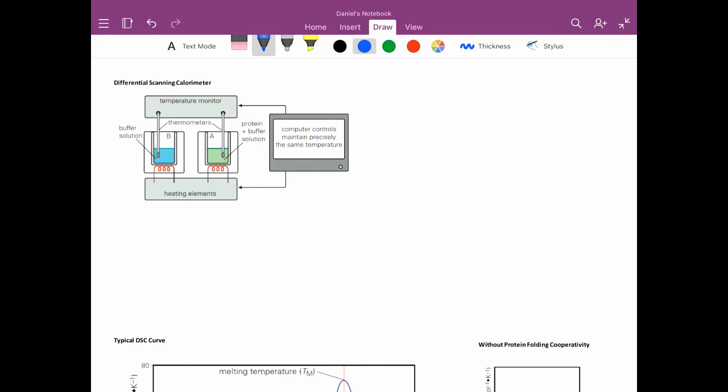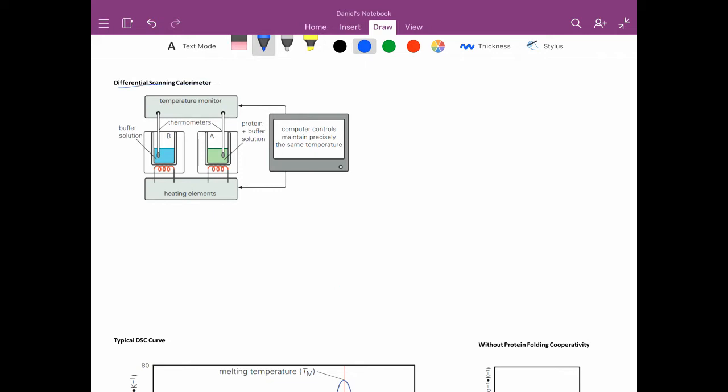Alright, so in this video I'm going to introduce you to differential scanning calorimetry and talk about how it can be used to understand protein folding thermodynamics. So first we'll go over what a differential scanning calorimeter is.